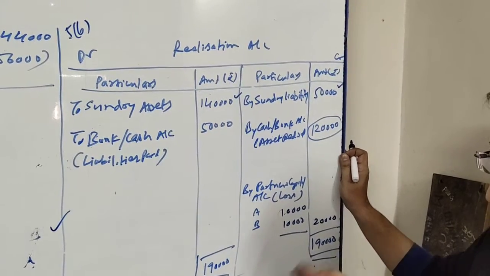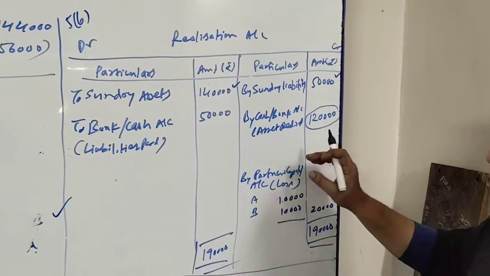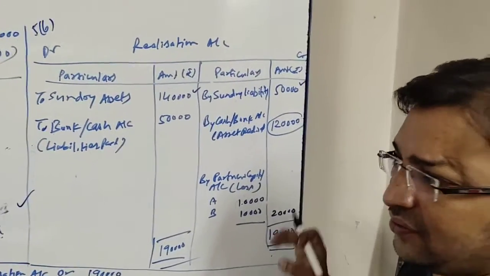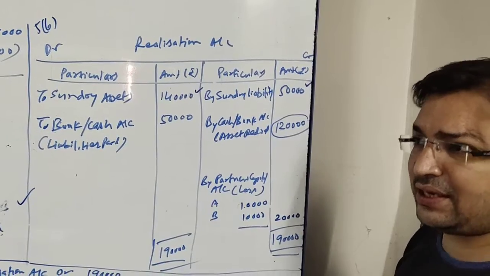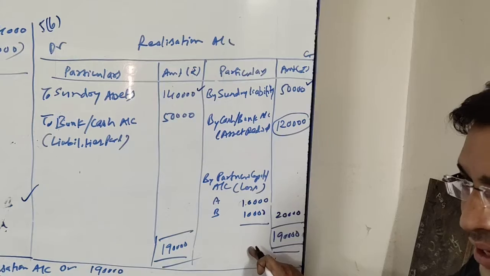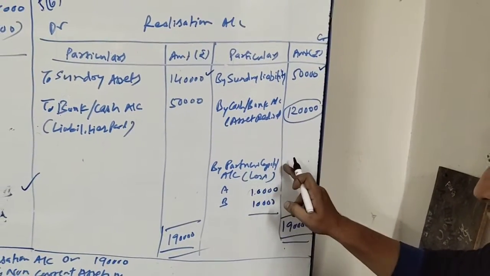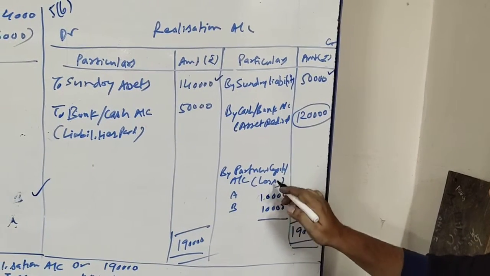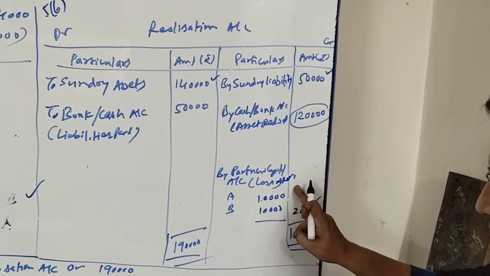Now before dealing with the payment or collection, we will be doing one thing. We will be writing that loss. Loss on realization is given as 20,000, and we know if it is a loss, that means it is a debit balance of the realization account. That means the amount will be at the credit side of the realization account. So here 20,000 by partners' capital account. Loss is distributed among partners, but by partners' capital account, what is it? Loss on realization, 20,000.